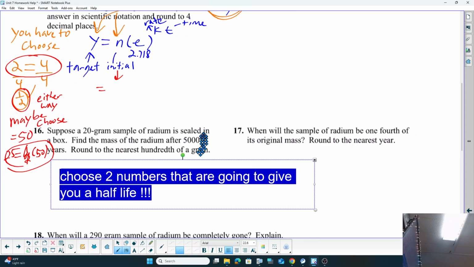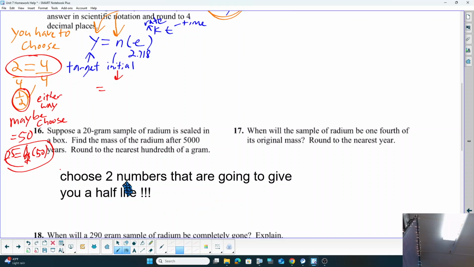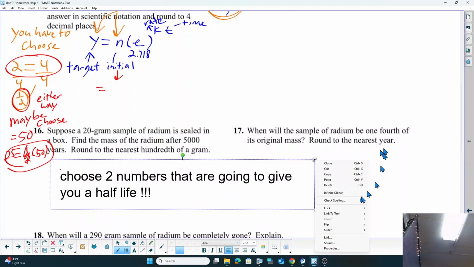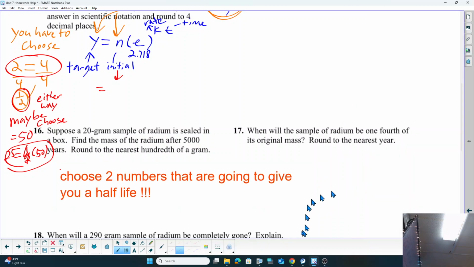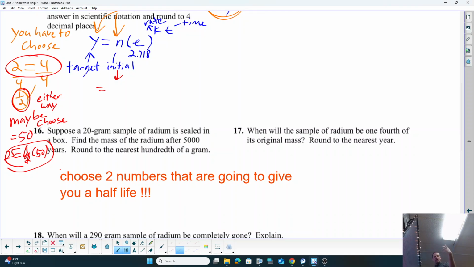I said I want a different color. Okay, there you go. Basically, choose two numbers that are going to give you a half-life. Hopefully that makes sense to you. Come see me if it doesn't.